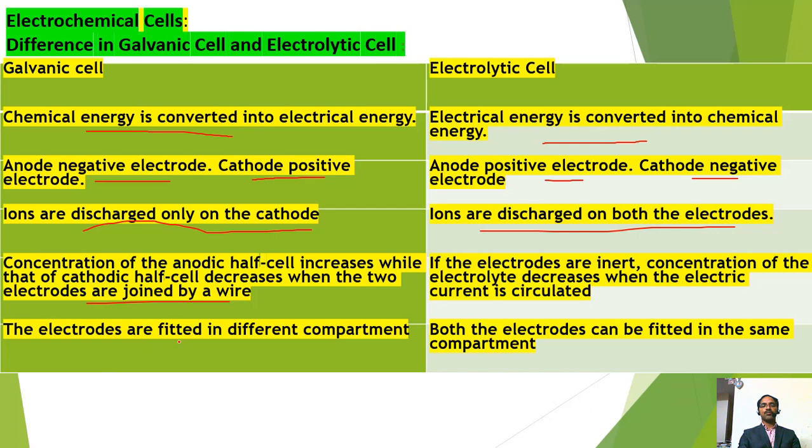Then electrodes are fitted in different compartments. You saw that figure. In case of electrolytic cell, electrodes are inert. Concentration of the electrolyte decreases when electric current is circulated. Initially more number of ions are present, then while electricity is passing, the electrolyte is getting deposited. Then both the electrodes can be fitted in the same compartment. Between the two there is no separation.